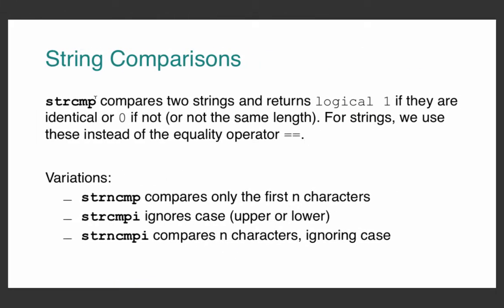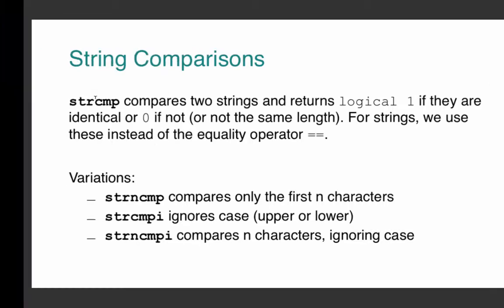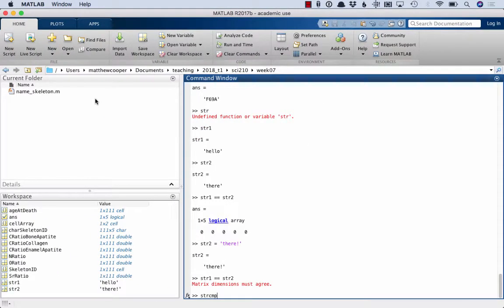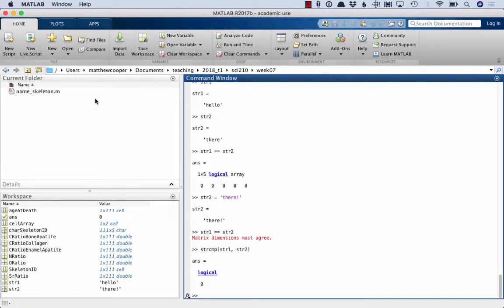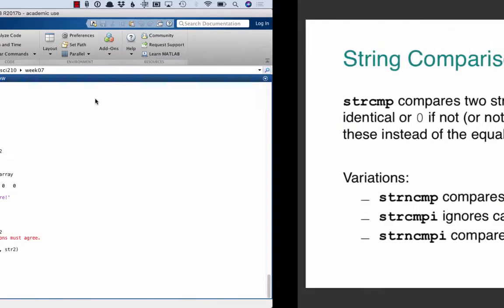MATLAB provides this function strcmp, which will compare the strings. So if I go str1, str2, they're not the same. If they are the same, then it will return 1.